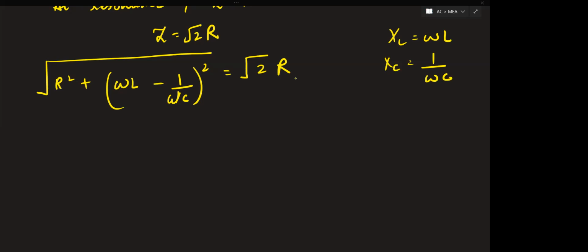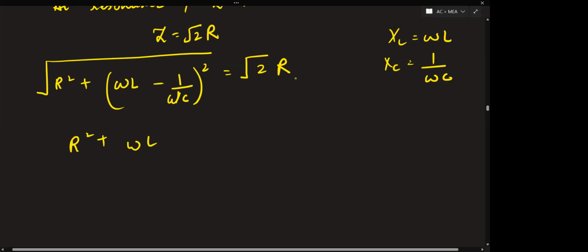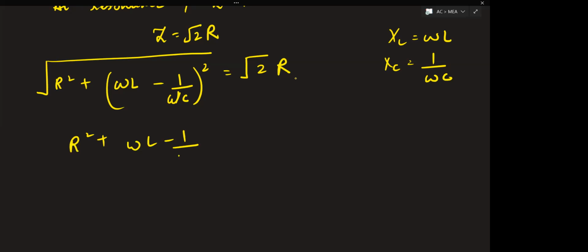Now, let's take the square on both sides. So this becomes R square plus omega L minus 1 by omega C whole square, equal to 2R square. Bring this R square also here. So omega L minus 1 by omega C.